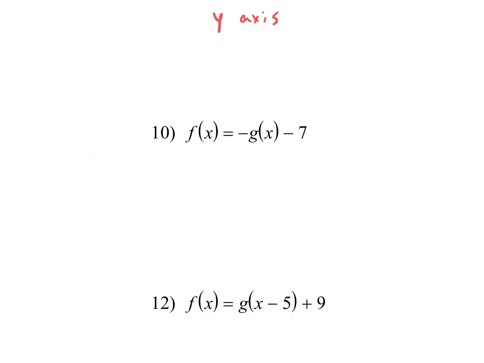All right, number 10. What about when you multiply a negative on the outside? A reflection on what? The x-axis. X is when it's on the outside. And then down 7.